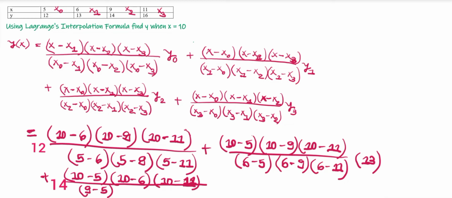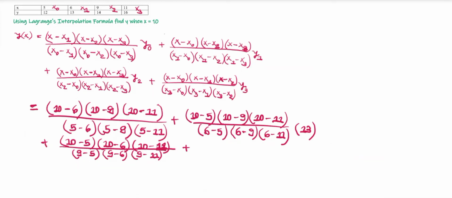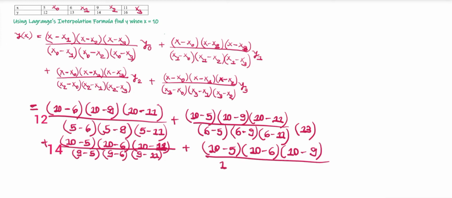It will be (9 minus 5)(9 minus 6)(9 minus 11), and the whole multiplied by 14. Then this will be (10 minus 5)(10 minus 6)(10 minus 9) upon (11 minus 5)(11 minus 6)(11 minus 9), whole multiplied by 16. On solving the first term, we get it as 2.